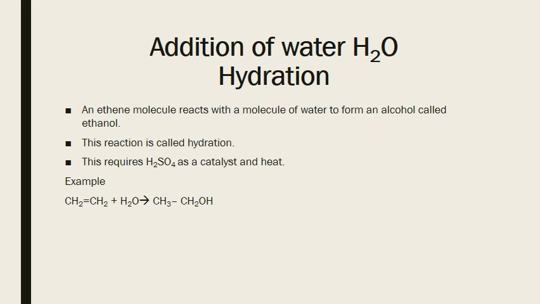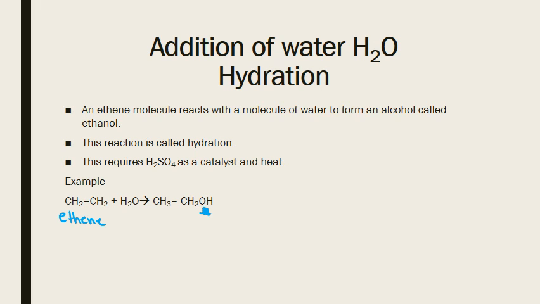Addition of water, H2O, which is hydration. An ethene molecule reacts with a molecule of water to form an alcohol called ethanol. This reaction is called hydration. It requires H2SO4, which is sulfuric acid, as a catalyst and heat. For example, CH2 double bond CH2, which is, remember, ethene, plus H2O, which is water, equals CH3CH2OH. Anything that ends with OH is an alcohol.